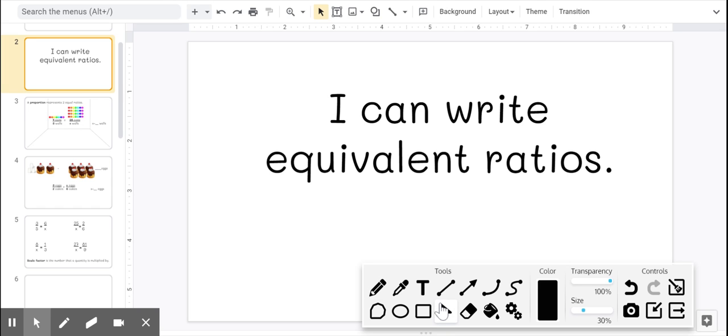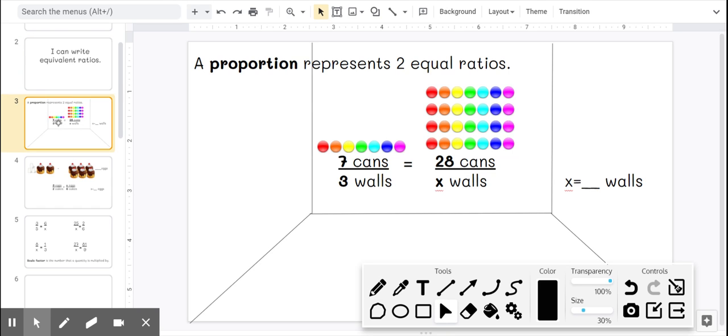I can write equivalent ratios. Here we have a picture of 7 cans of paint. These 7 cans of paint can paint murals on 3 walls. But let's say instead we have 28 cans of paint. How many walls can we paint with a bunch of beautiful murals?